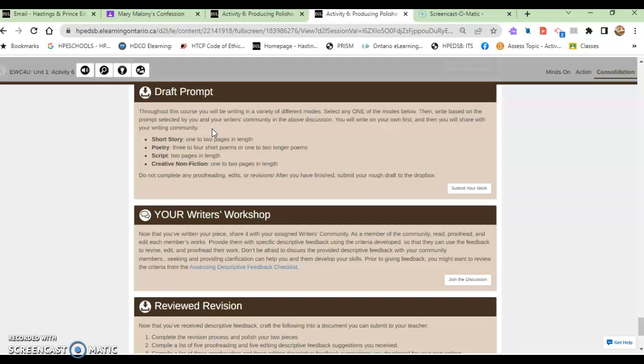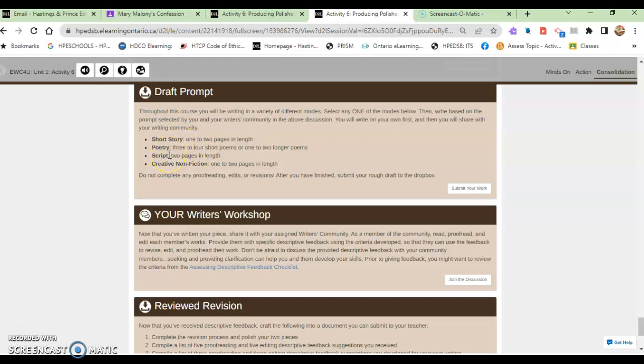So throughout this course, you've developed some prompts and you've talked about writing. What you're going to do is select one of these modes of writing. So a short story, and it gives you length. It can vary if it's not as long as that, or if it's longer, that's okay. These are just sort of guidelines so that students knew what to do. You can write poetry. I was even saying 1 to 2 poems. If you don't get up to 4, that's totally okay.